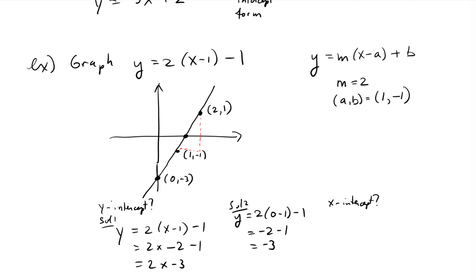Let's say I'm asked to find the x-intercept. This is when y is 0. Okay, so I make y equal to 0, solve for x. 3 is 2x, so 3/2 is x. So 3/2, yeah, that makes sense, right? Because this is 1 minus 1, and I can see the x-intercept is just between 1 and 2. 3/2 makes a lot of sense. (3/2, 0) is the x-intercept.